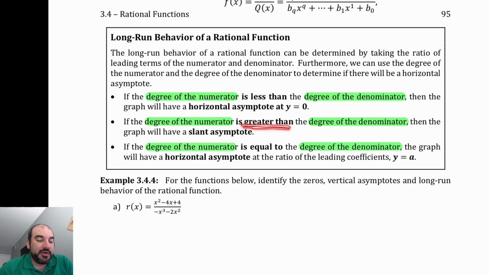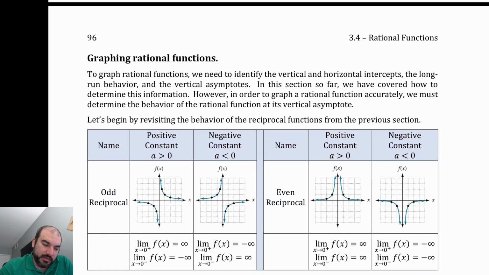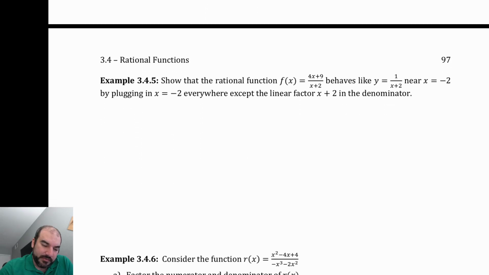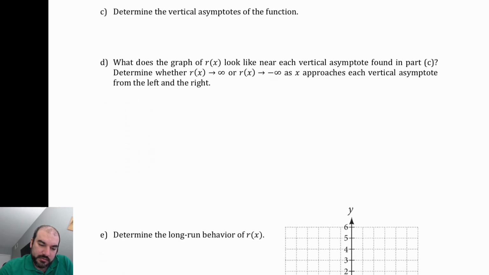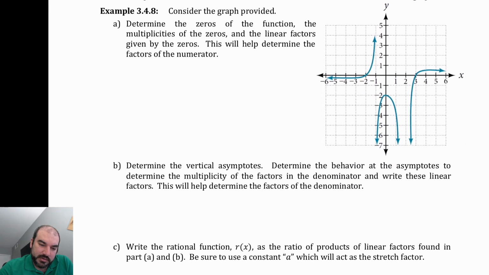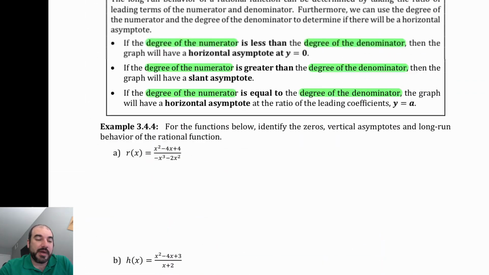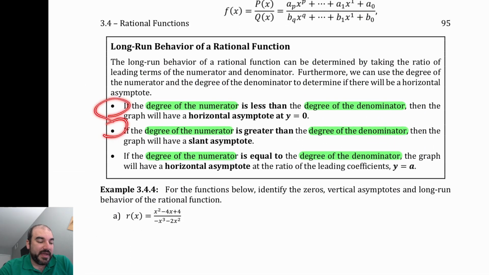If the numerator's degree is bigger than the denominator's, we have a slant asymptote, which means we're not going to be worried about finding slant asymptotes in this class. Let me double check real quick. Yeah, we're not doing slant asymptotes. Just know that that's what happens, just so we have a comprehensive list of cases here that covers everything that can happen. We say that there is a slant asymptote, but we are not concerned with finding that slant asymptote.